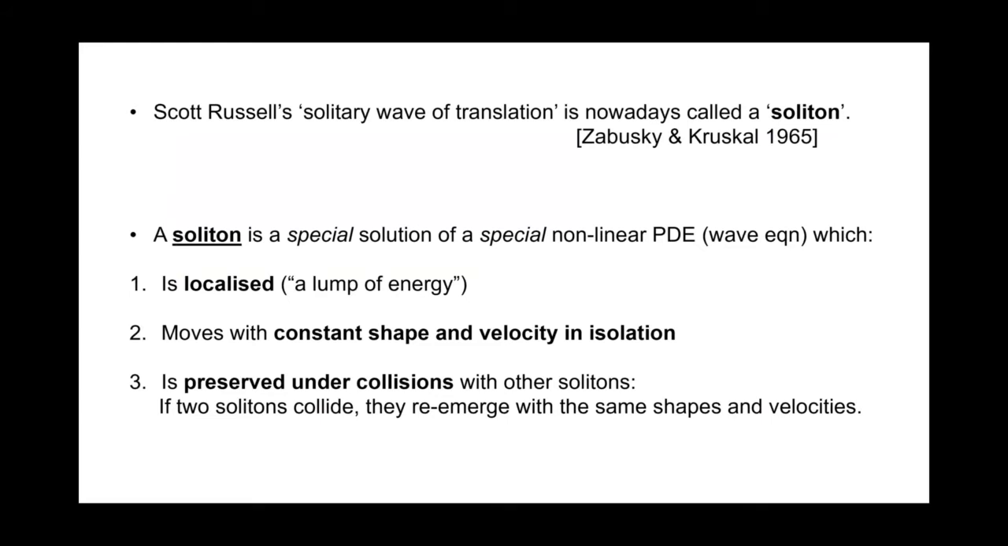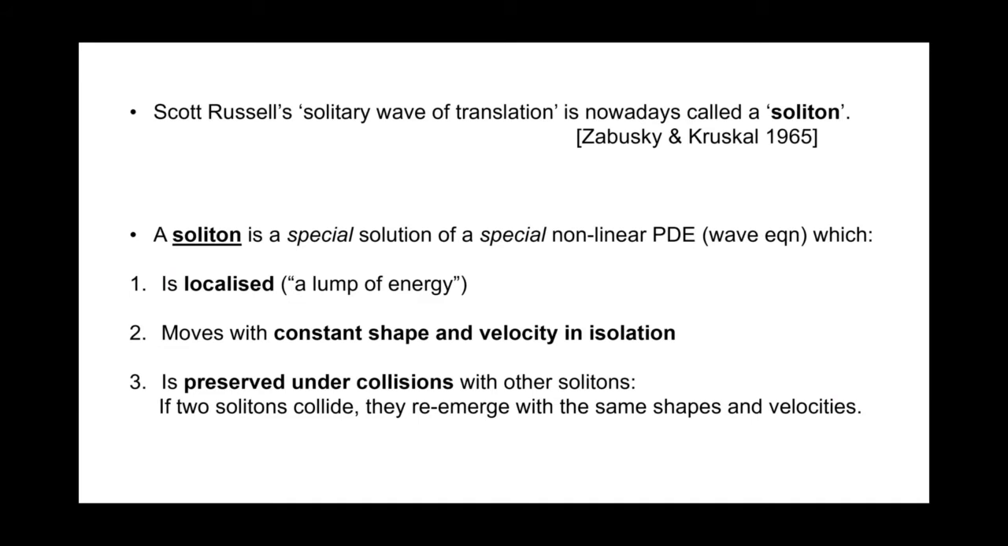John Scott Russell's solitary wave of translation is nowadays called the soliton, following terms coined by Zabusky and Kruskal in the paper which restarted the subject in 1965. So we will use the following definition of a soliton, which reproduces the key observation that John Scott Russell made and that we could see from the previous videos. We'll call a soliton a special solution of a special type of nonlinear partial differential equation that we'll normally call wave equation, which has 3 properties.